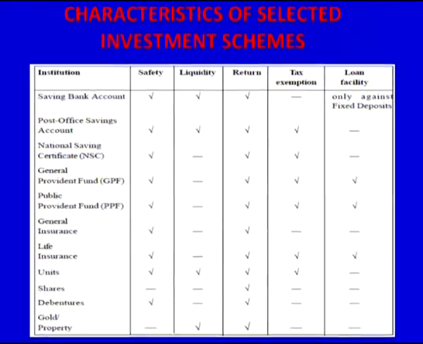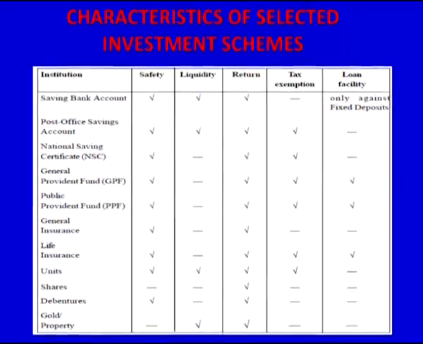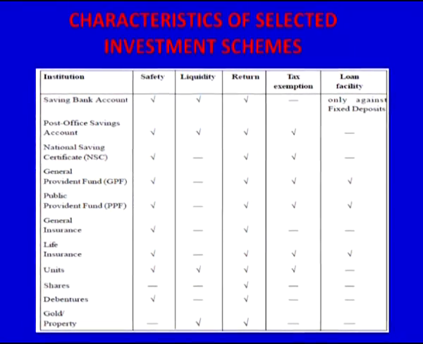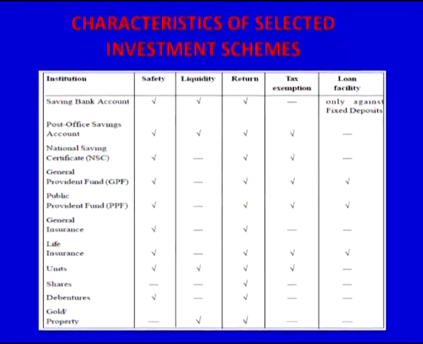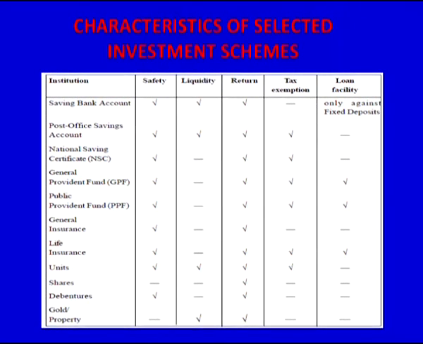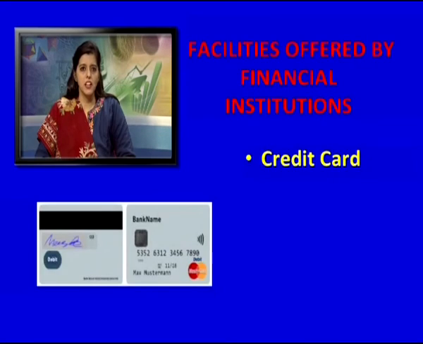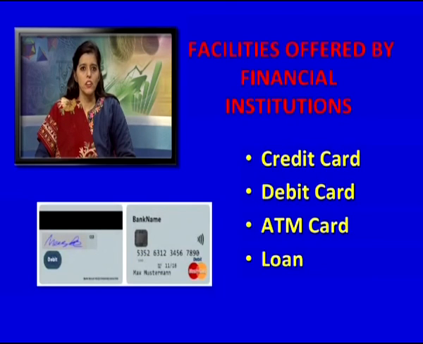It depends upon your capacity to save, safety of the investment, the higher rate of interest, easy liquidity, other benefits, the purchasing power and convenient place of investment. Now, different facilities offered by financial institutions. These are credit card, debit card, ATM card, loan and e-banking.